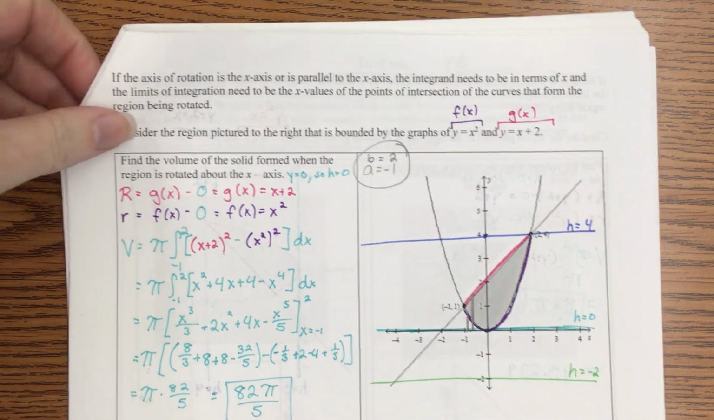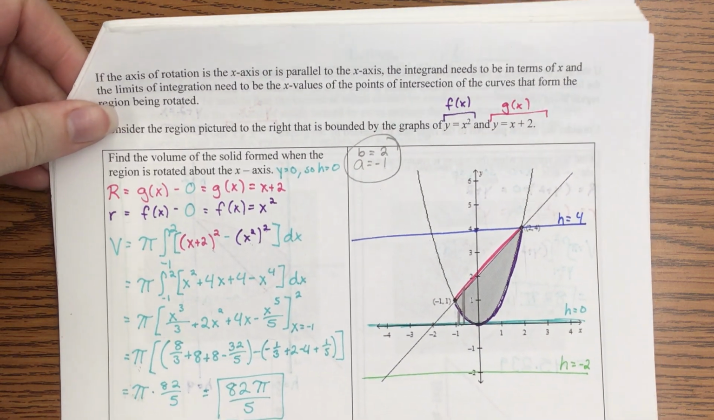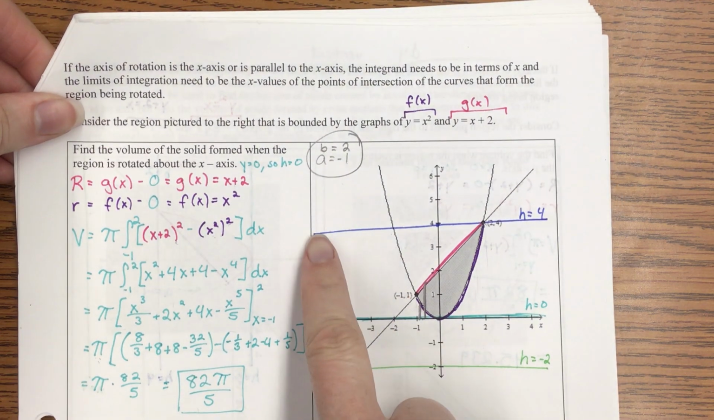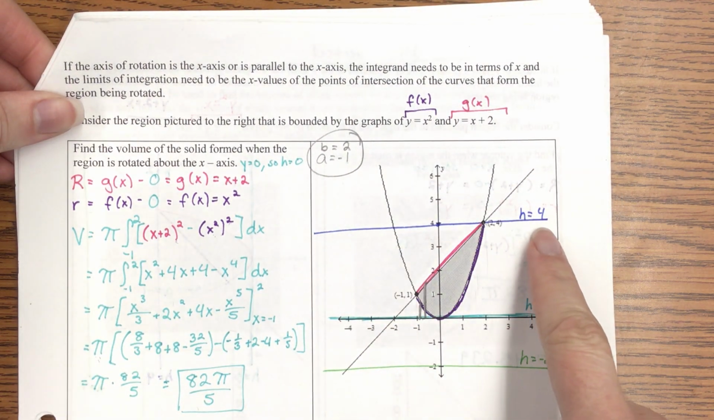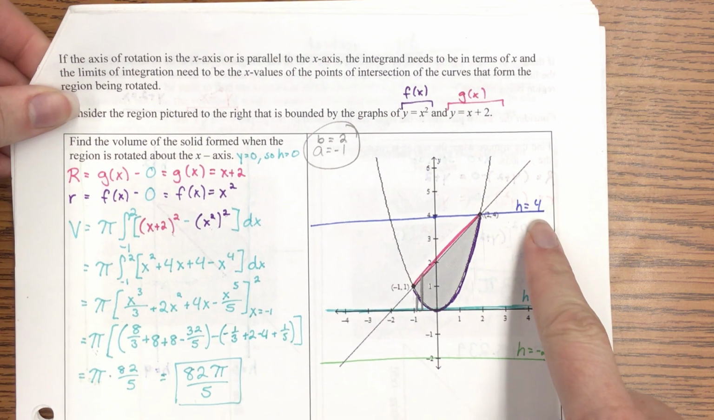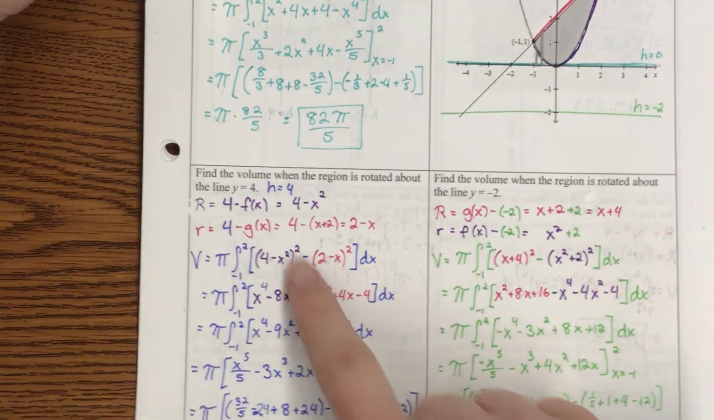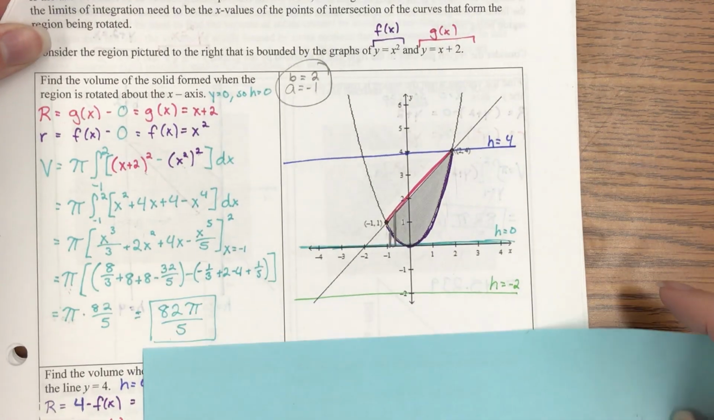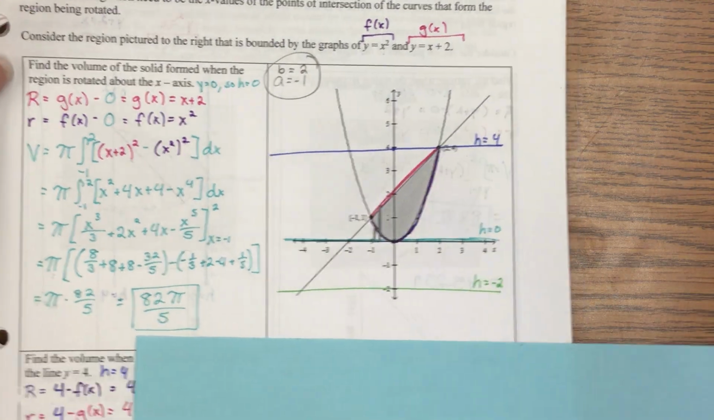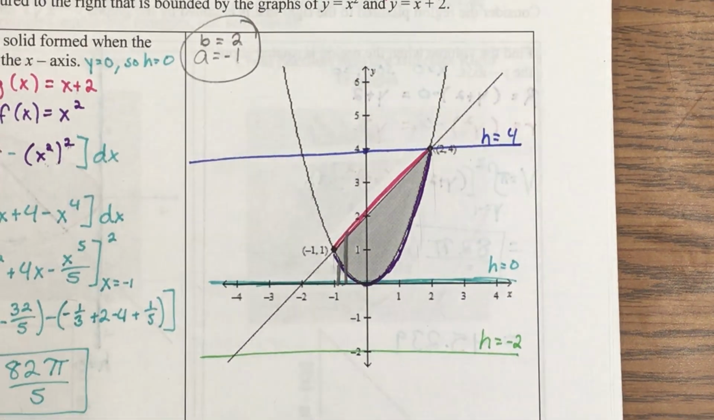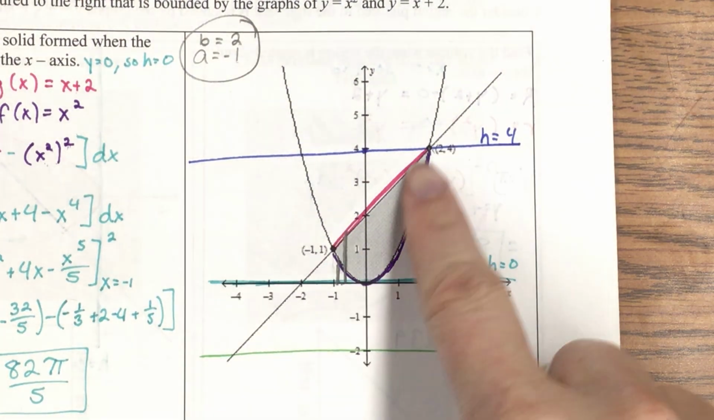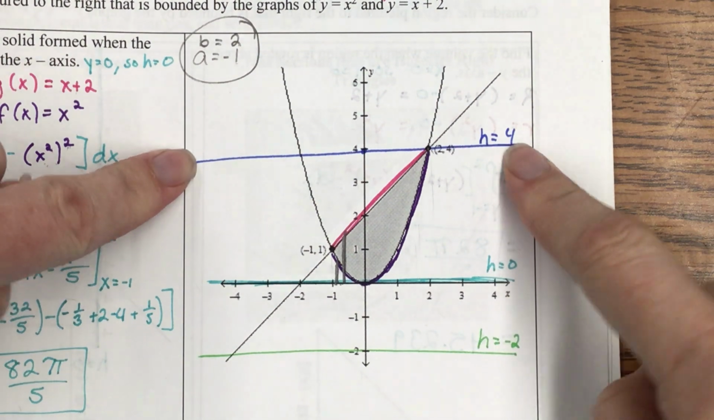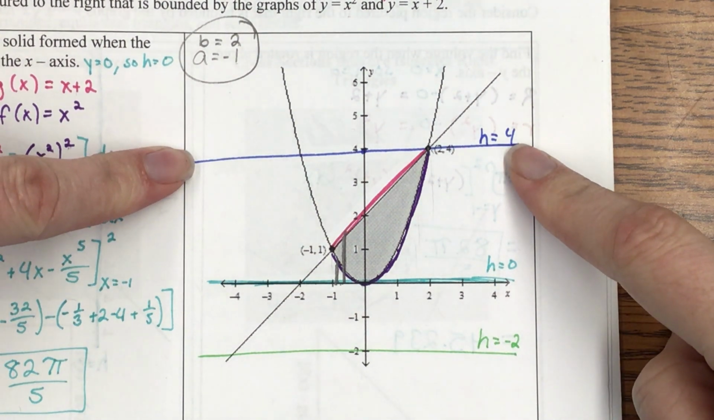In the next problem, we are going to rotate around the line y equals 4. So that's going to be this dark blue up here. The problem is down here, y equals 4. So this is going to be our work, but let's just talk about the picture at the moment. Okay, we are rotating this shaded region around y equals 4, that horizontal line.